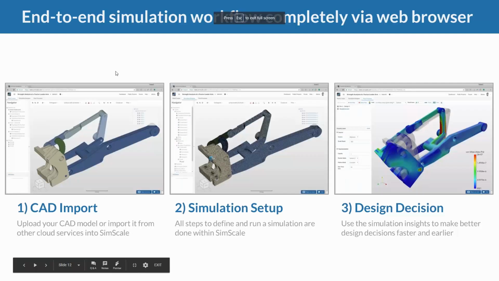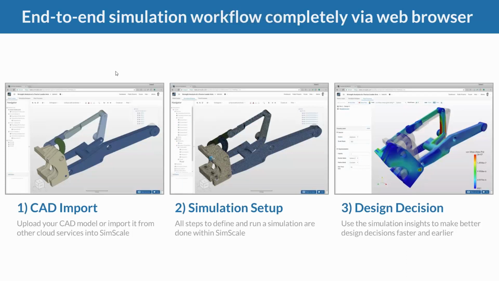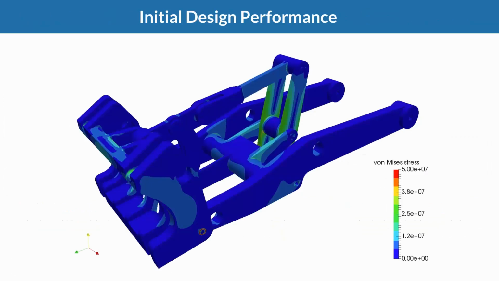Okay, so we've gone through the actual steps, how we would set up an end-to-end design analysis on SimScale. And now what we have is our initial result, where we see how our component performs. In red you see the areas where we have very high stresses, and in blue we have very low stresses, where you could potentially reduce material on that part.